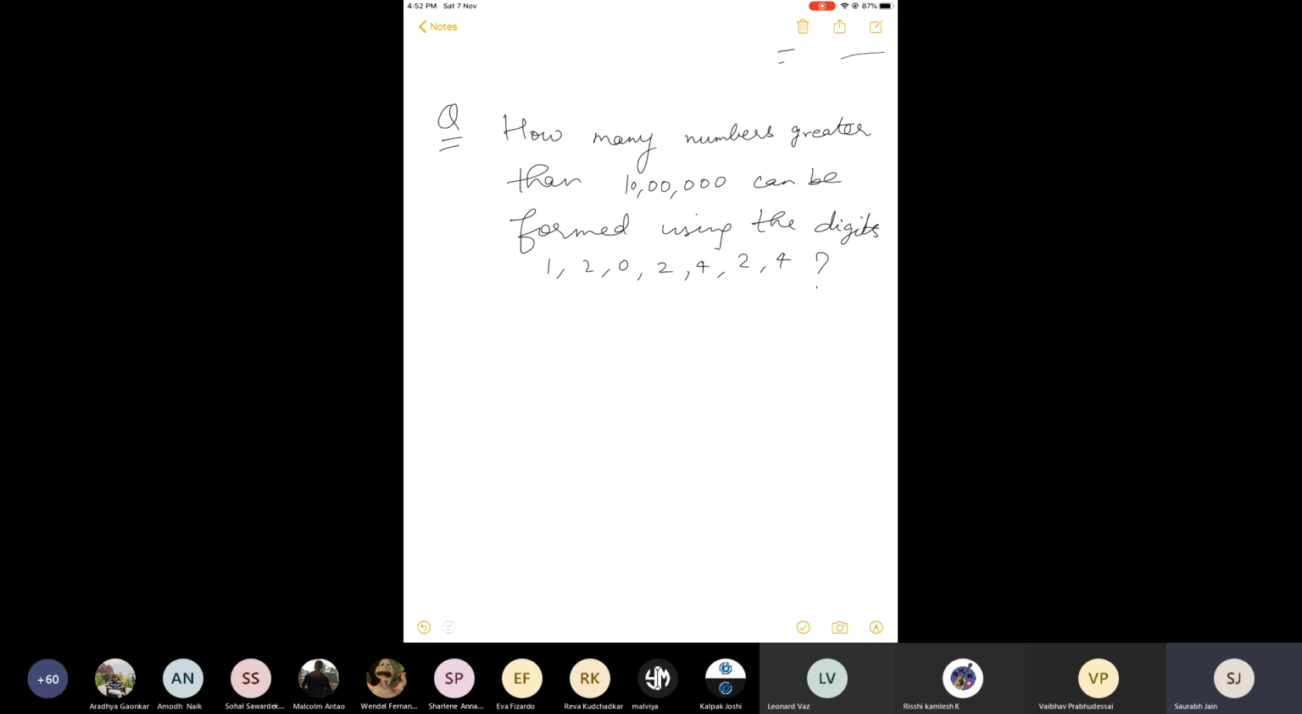Yes, can anyone tell me how to start this question? Like 10 lakh is a 7 digit number, right? We have these 7 digits. How to start the question?